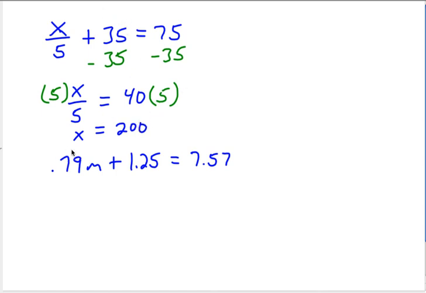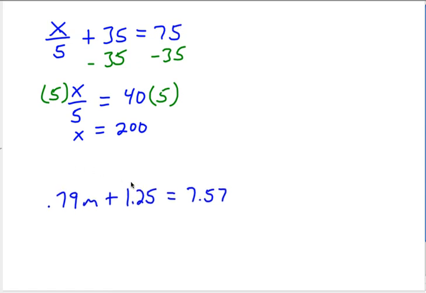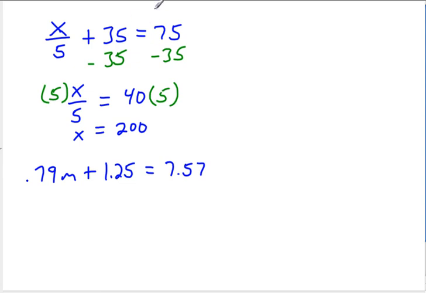Let me move this out of the way here. So now we want to double check our answer because this had some bigger numbers in it. So 200 divided by 5 would be 40, plus 35 is 75. Now let's try this one. Alright, new problem. So here again we have some multiplication, that is a 0.79. We have some addition, so we're going to want to deal with this addition first.